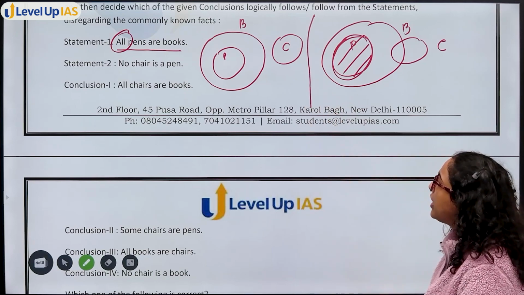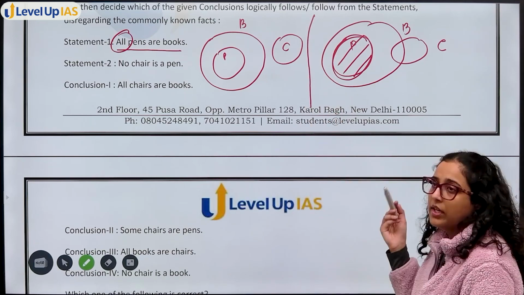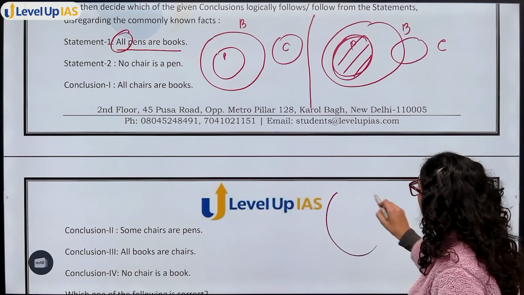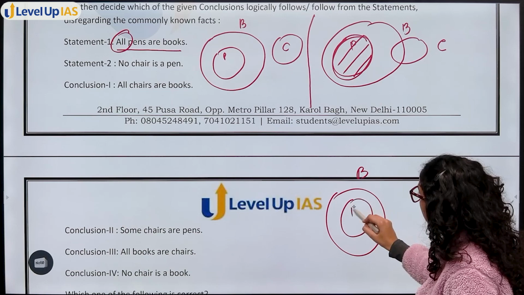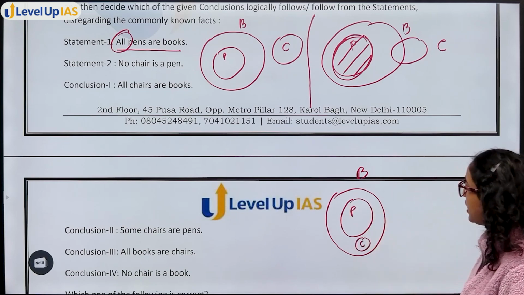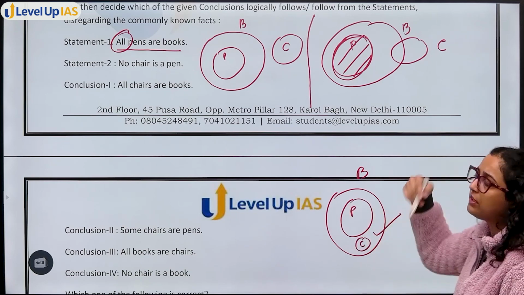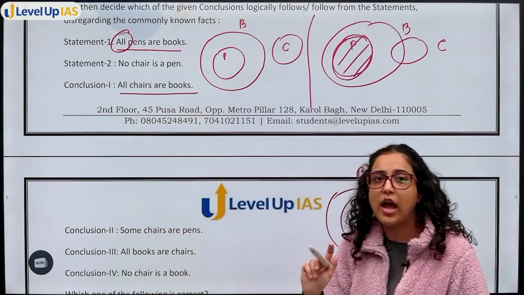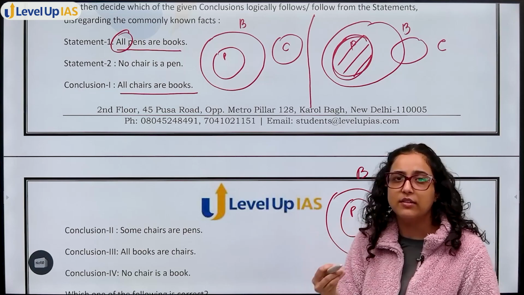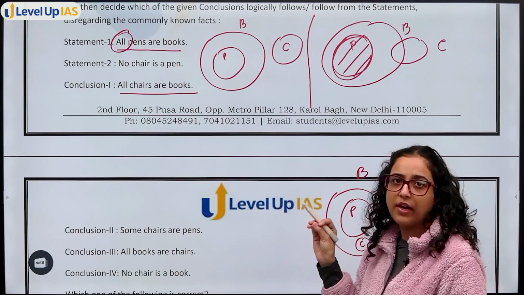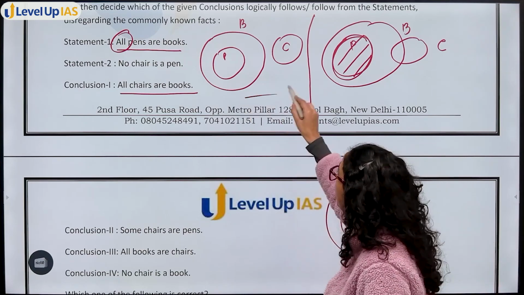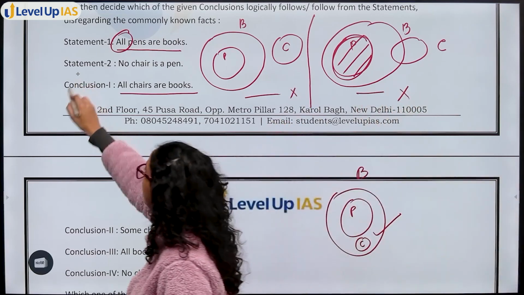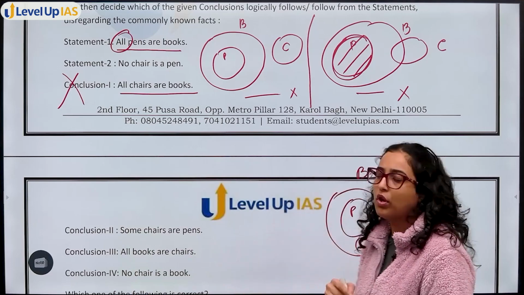Now, conclusion 1 is all chairs are books. It might not be true. It can be true. For example, if you take books, pens, and then you take chairs like this, okay, it can be true. But is it definitely true? I told you in these cases, all chairs are books. You have to find out, क्योंकि मैं definite statement बोल रही हूँ, you have to find out the one example where this is not true. So यहाँ पे भी this is not true. Here also this is not true. So all chairs are books. No, this conclusion does not follow.